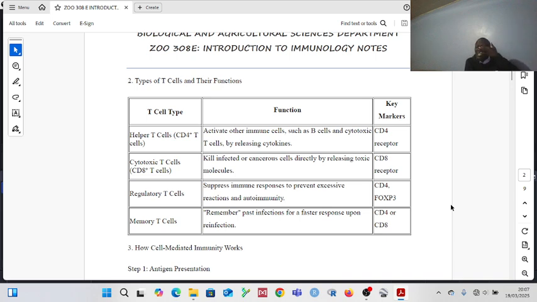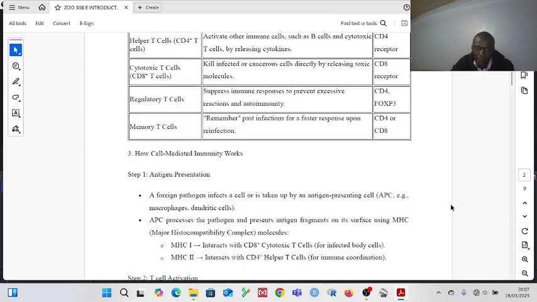Then the last type of T cells are the memory T cells. One function of the immune system is to remember what you've been infected with, so that when there is a reinfection, when it infects you again, there should be a faster response. The type of T cells that helps in remembering past infections, so that there can be a faster response when there is a reinfection, are the memory T cells.